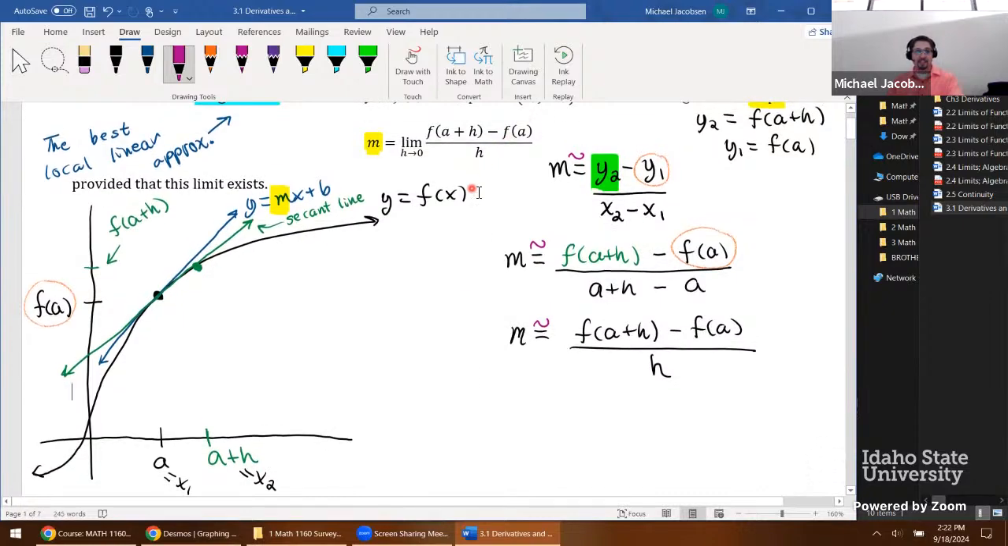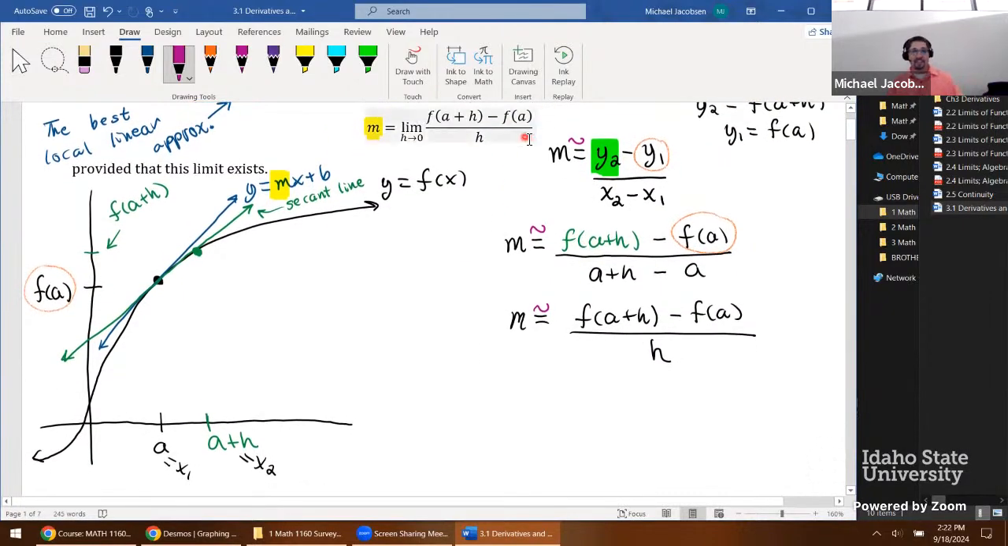Let me scroll up a bit there so we can see what we're looking at. Sorry about cutting off the top of that.